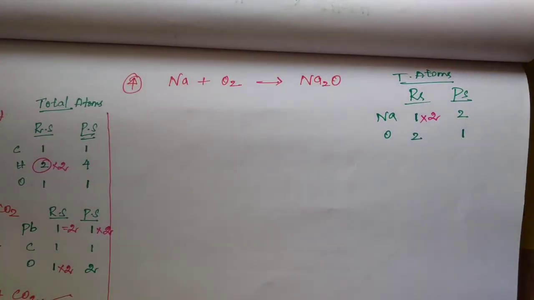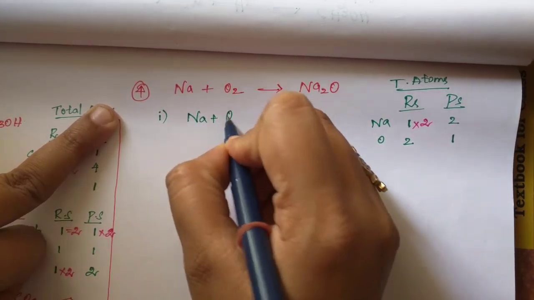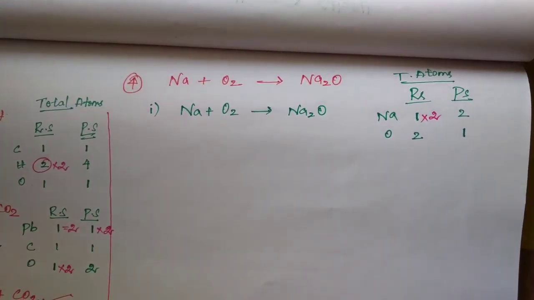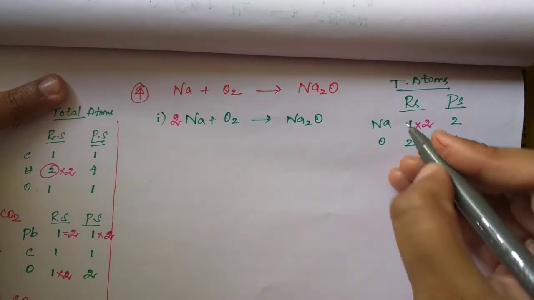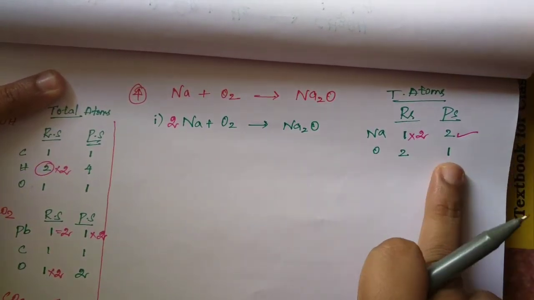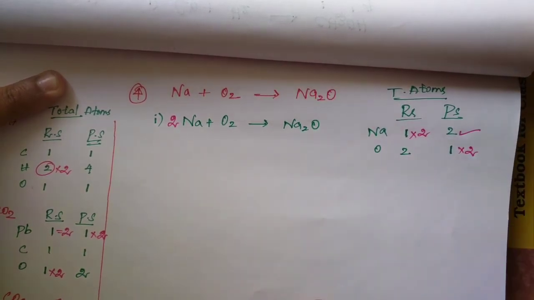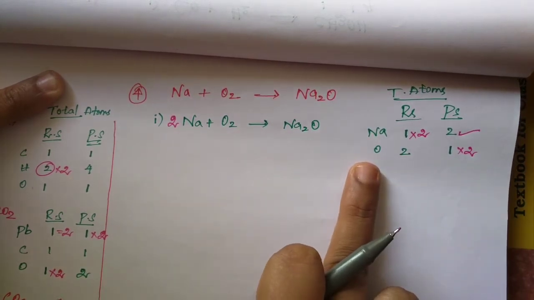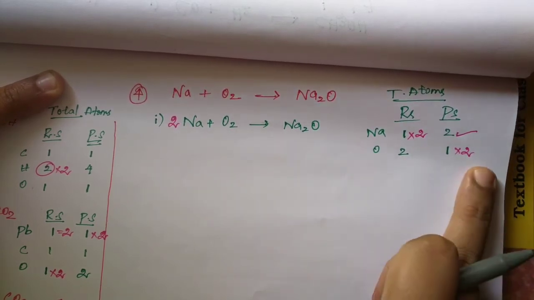So first step you write Na plus O2 gives Na2O, means first you have to multiply by 2. Okay, so now sodium is balanced, but oxygen is not balanced, students, right? But in product side you have to multiply by 2. So now sodium is balanced, oxygen is not balanced. How will you balance oxygen? If you multiply 2 in product side, then you will get 2.